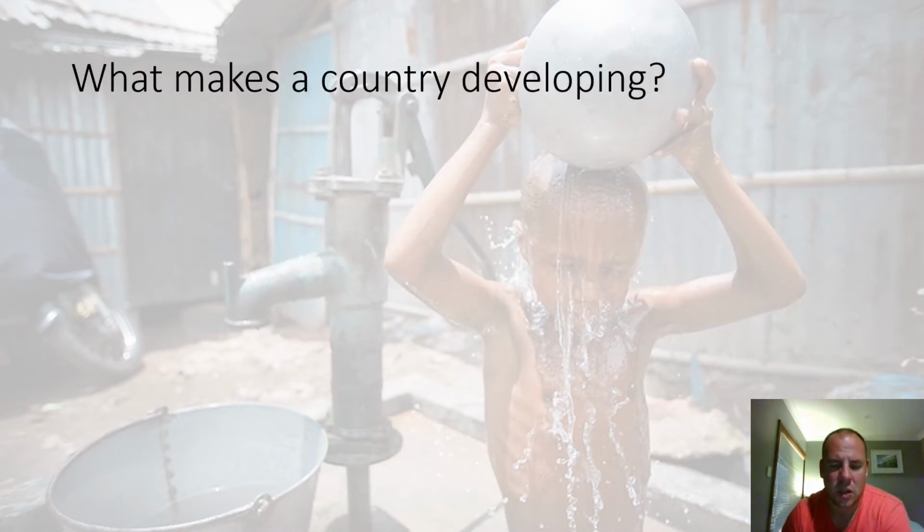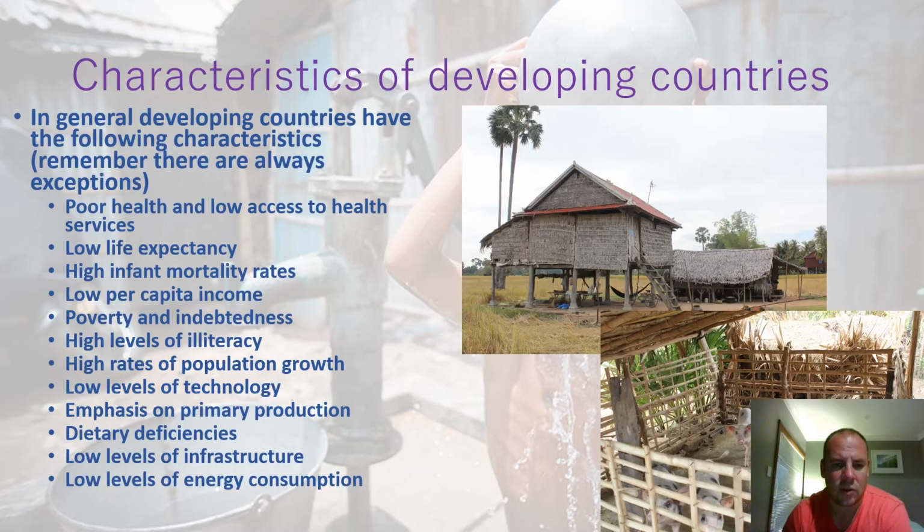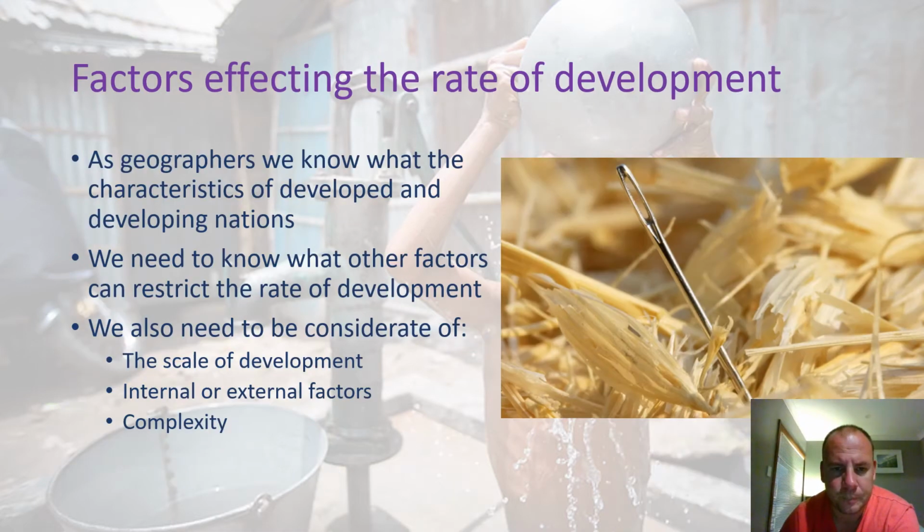So first of all, just recap what makes a developing country. These are some of the things we've got: poor health and low access to health services, low life expectancy, high infant mortality rates, low per capita income, poverty and indebtedness, high levels of illiteracy, high rates of population growth, low levels of technology, emphasis on primary production, dietary deficiencies, low levels of infrastructure, and low levels of energy consumption. So that's the characteristics of a developing country.